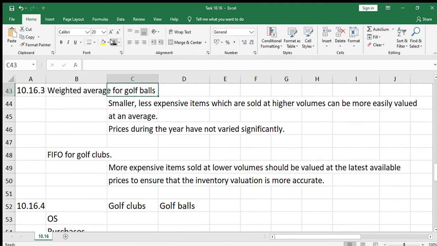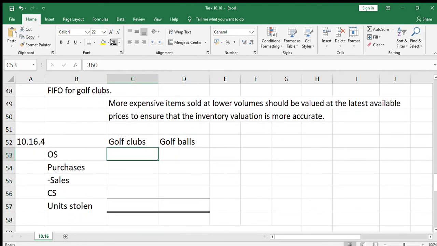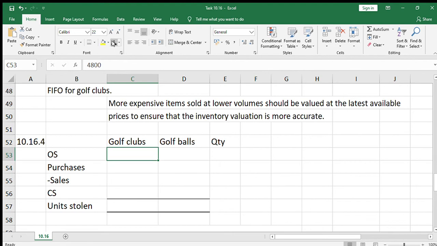So 10.16.4, how effectively has the PNB Golf Club controlled their stock? I told you in the previous question, when they ask you about stock control, it's about seeing if the stock has been stolen. So we're going to do the stock stolen calculation for the golf clubs and the golf balls. Remember, everything here is done using quantities.